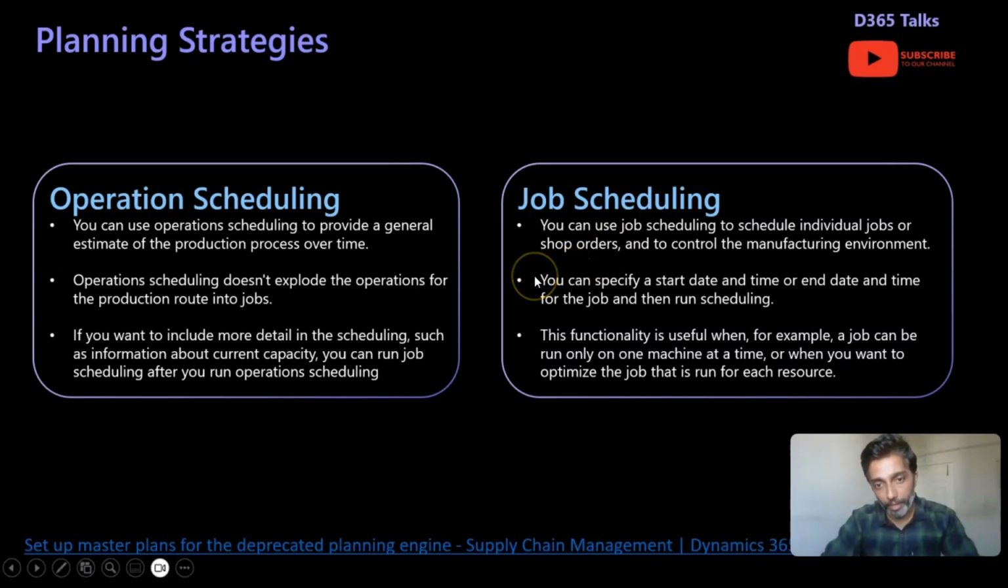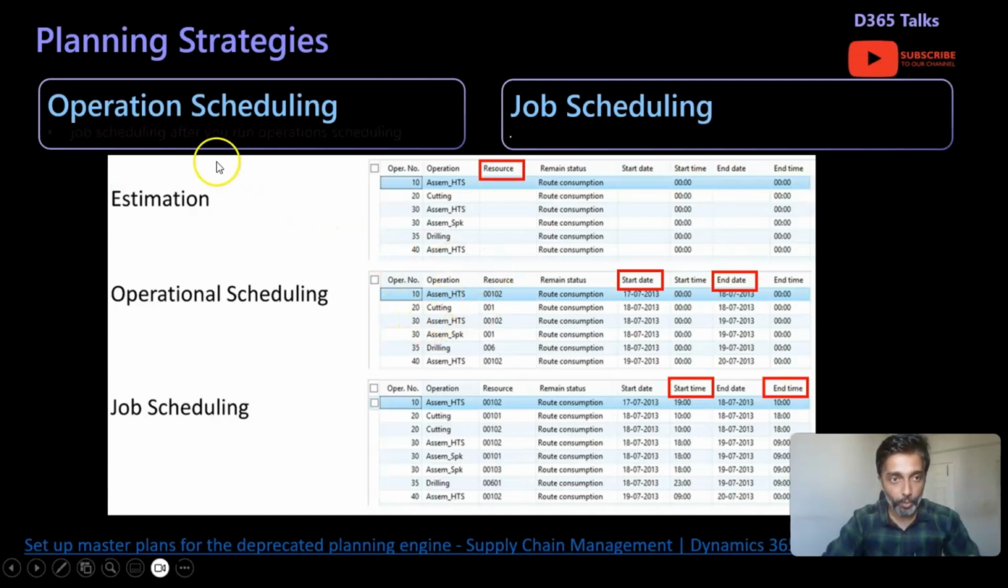So let's not deep dive into these two concepts, but I have a short image which will explain in detail the primary difference between operation scheduling and job scheduling. Imagine as you run the production order, you first estimate the production order. When you do the estimate, the explosion does not happen at the resource level. It happens at the operation level, and you do not have a defined start date and end date during which the jobs will be completed. But if you are running master planning based on operation scheduling, then at the resource level you will also be assigning the process in which it needs to be executed.